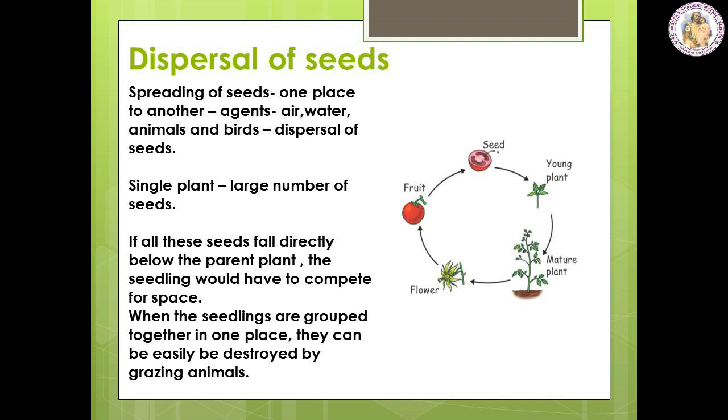Dispersal of seeds. Spreading of seeds from one place to another with the help of agents like air, water, animals and birds is known as dispersal of seeds. A single plant produces a large number of seeds. If all these seeds fall directly below the parent plant, the seedlings would have to compete for space, water, oxygen, minerals and sunlight. When the seedlings are grouped together in one place, they can easily be destroyed by grazing animals. But by nature, the seeds and fruits of plants are distributed far and wide through various agencies.